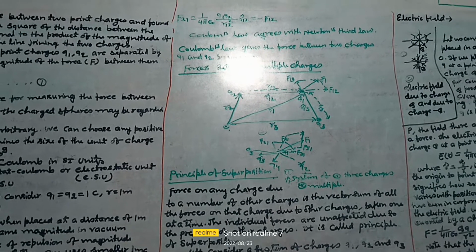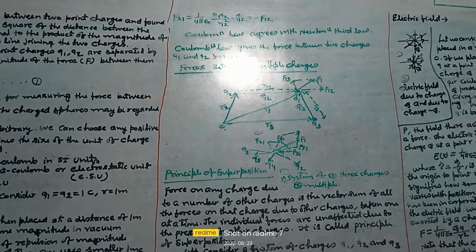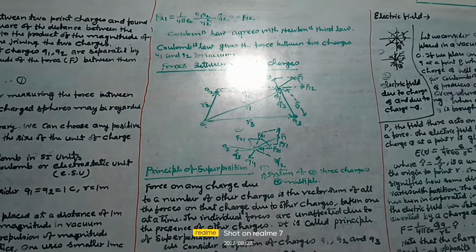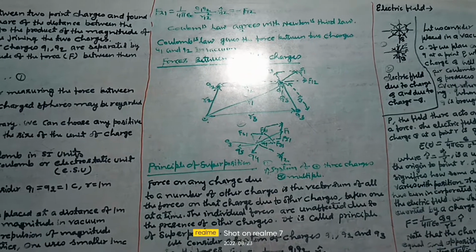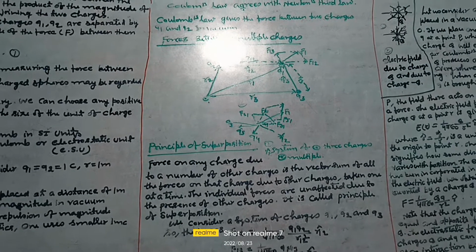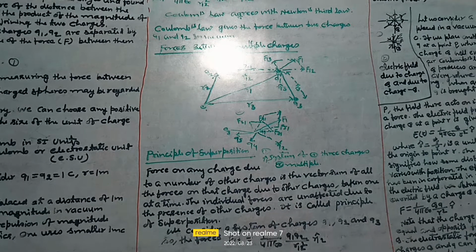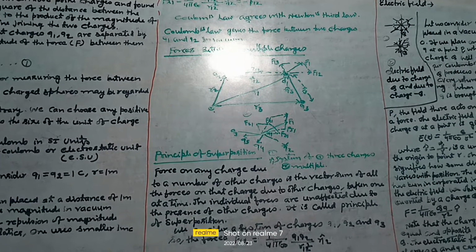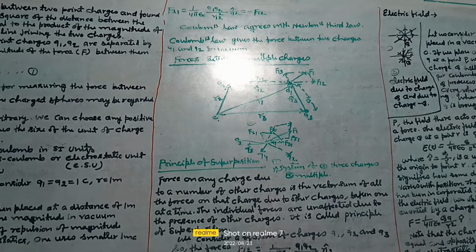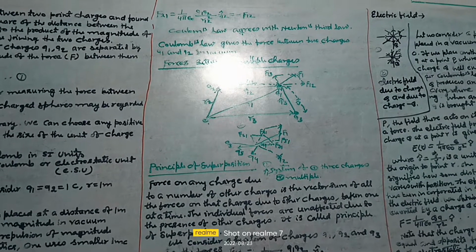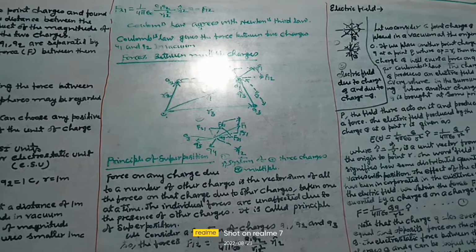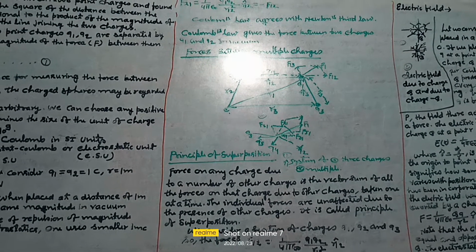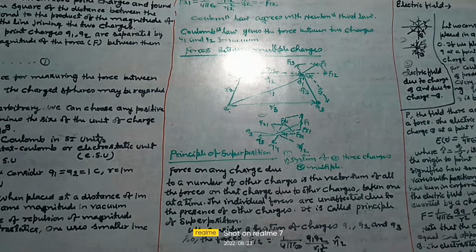We consider a system of charges Q1, Q2 and Q3. The forces are F12 = (1/4πε₀) Q1 Q2 / R12² R̂12, F13 = (1/4πε₀) Q1 Q3 / R13² R̂13. Therefore F1 = F12 + F13 = (1/4πε₀) Q1 Q2 / R12² R̂12 + (1/4πε₀) Q1 Q3 / R13² R̂13. For n charges, F1 = F12 + F13 + ... + F1n.